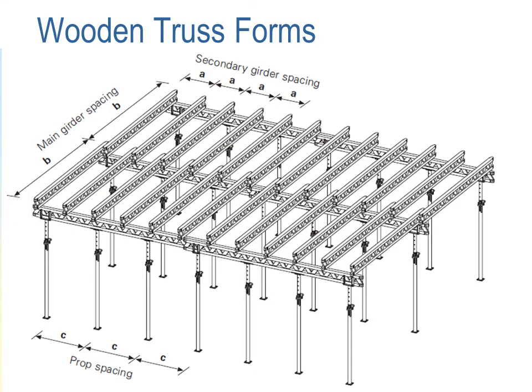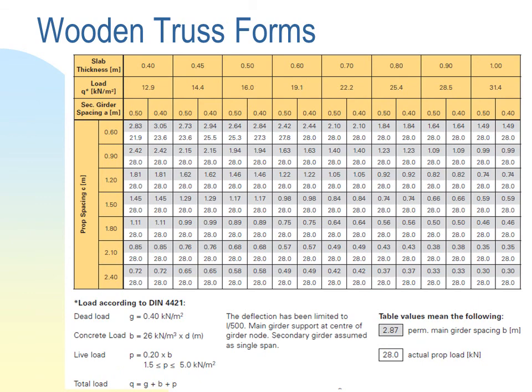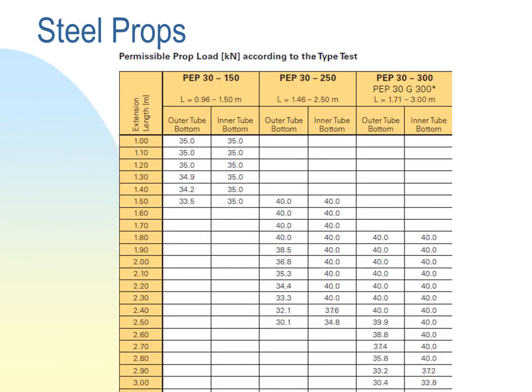Same thing for wooden truss forms, it has its own tables. Same thing for the steel props, which are the other equivalent option of the shores. Instead of having wooden shores, now you have steel props that could have much higher structural capacity.